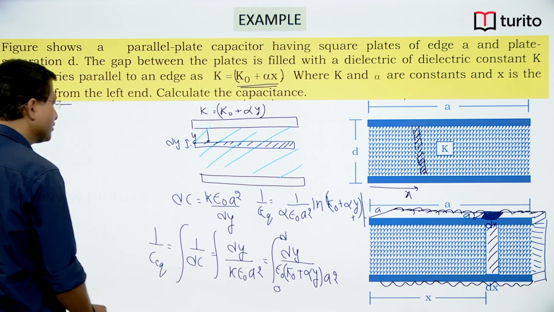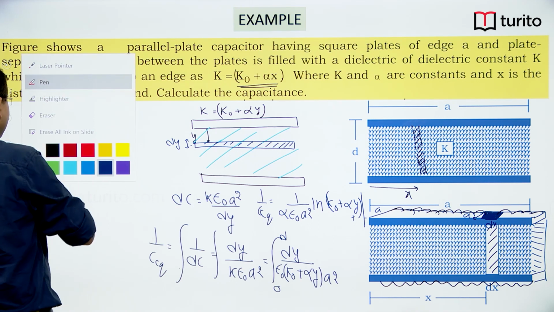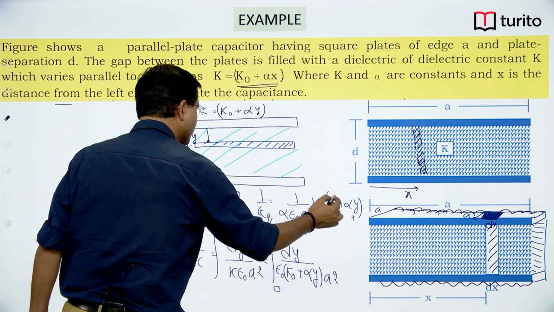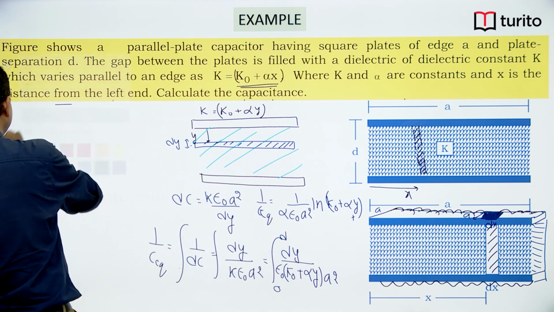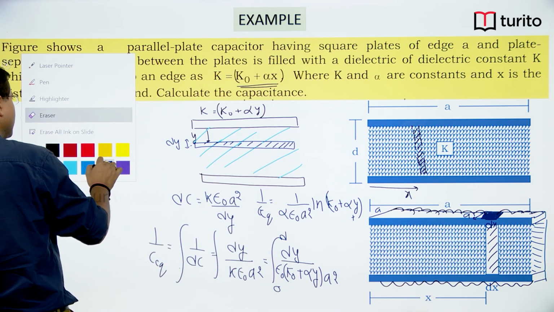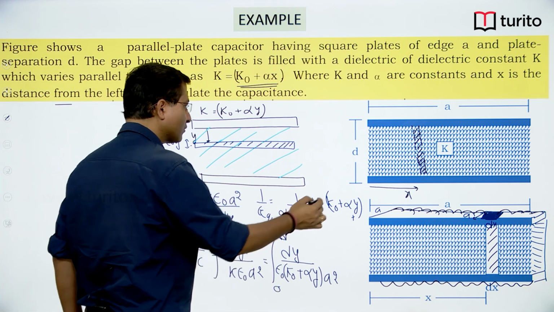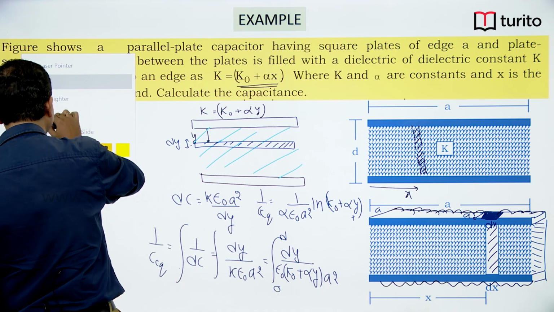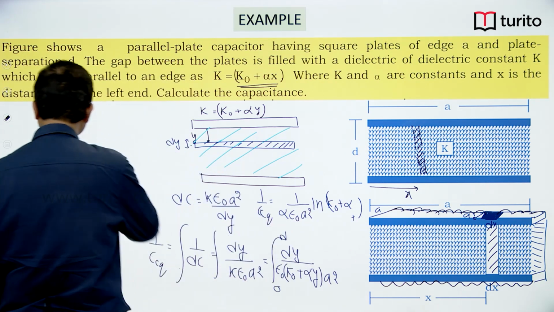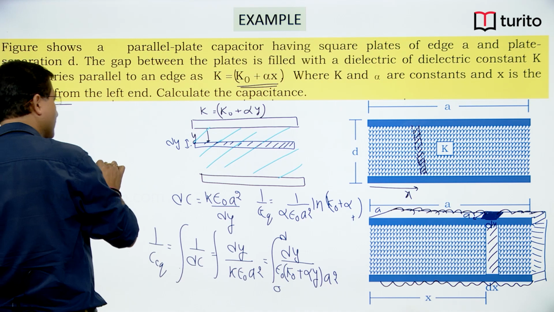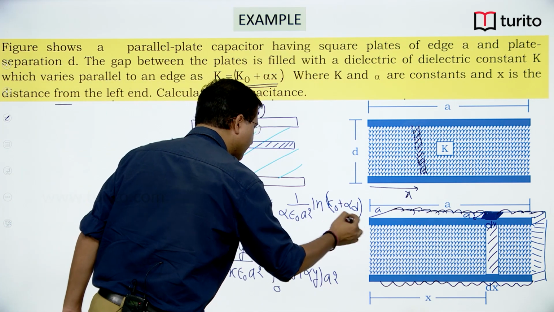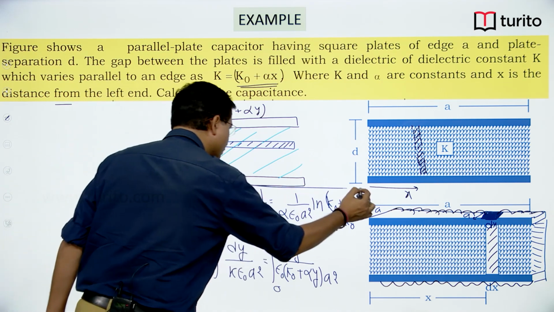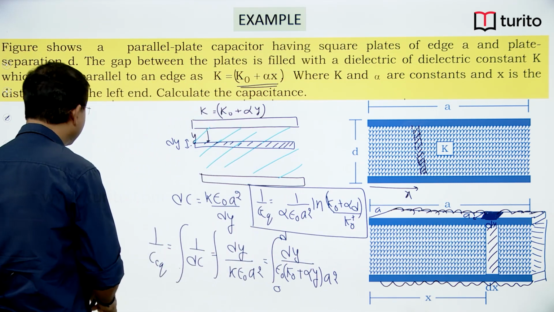When you substitute limit 0 to d, then you are going to get, now I will remove this one and I am directly writing the limit. Here you will get d in place of y. So, in place of y, d will come, divided by k naught. This is 1 upon C equivalent, do remember, right.